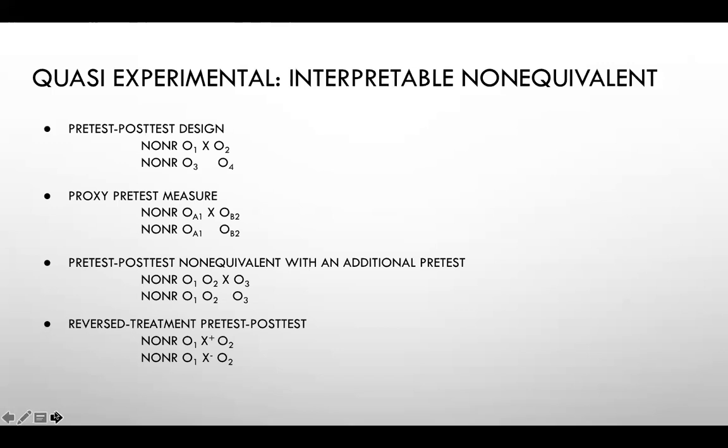And then the final group we're going to look at for the interpretable non-equivalent designs is the reverse treatment pretest post-test. This is actually rarely used in counseling research, and part of that is because there's an ethical dilemma here. X plus is a treatment that's expected to influence the post-test in one direction, while X minus is a treatment expected to influence in another direction. The ethical dilemma is that if we are looking at the effects of anxiety and we're giving a treatment to either one, we might be giving a treatment to enhance anxiety, and the other would be to diminish anxiety. That's an ethical dilemma for us as counselors, because we are ethically obligated to do no harm, and helping people to increase their anxiety is a harmful behavior.